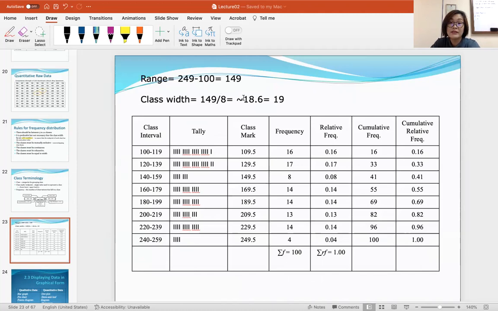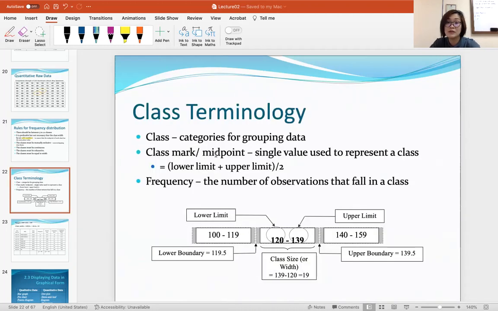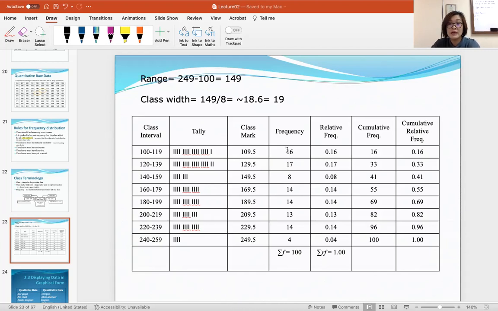And then I divided by 8 and I get 18.6. So I round it up into 19. So 100 to 119. Okay, so then I count it and I convert the class mark. I mentioned to you that the class mark is lower limit plus upper limit over 2. It's quite straightforward. Then I convert into frequency, and then relative frequency is actually I convert everything into 1.